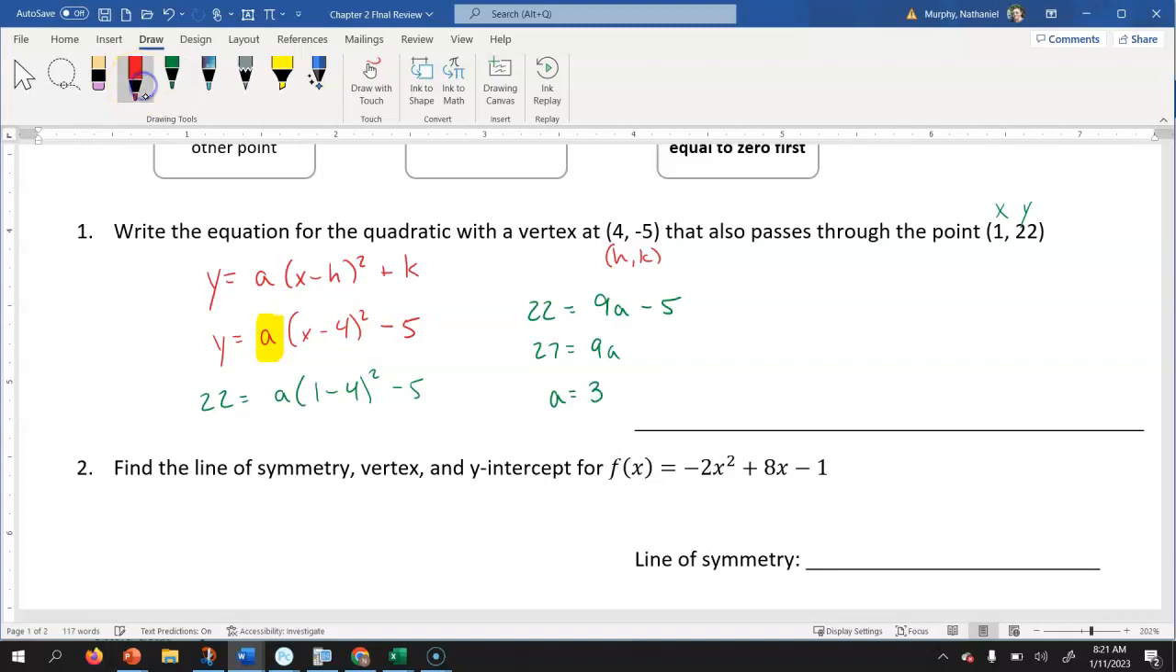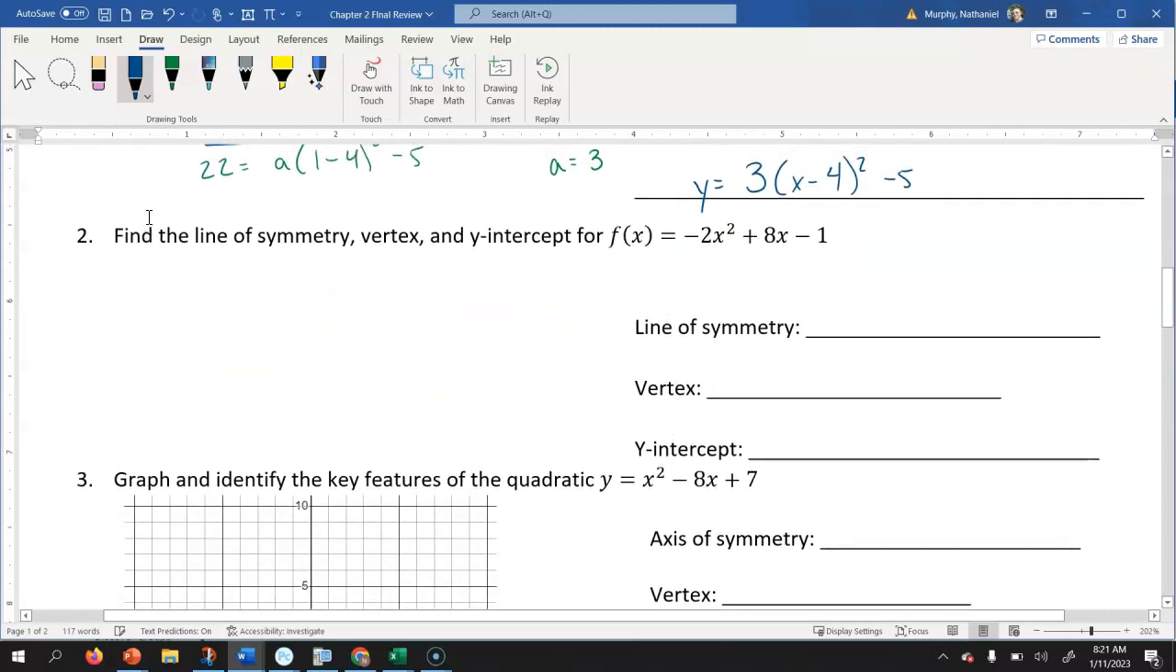So my final equation, once we put 3 back in there for a, would be y equals 3 times x minus 4 squared minus 5. So we go back to this point and plug in our value for a once we find that number.